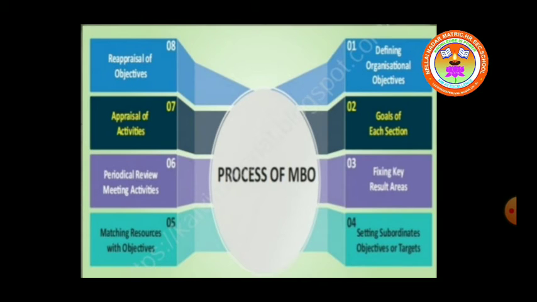Seventh, appraisal of activities. At the end of the fixed period for achieving an objective, there should be a discussion between the superior and subordinates. The superior should identify the reasons for failure of achieving objectives. The problems faced by the subordinate should be identified and steps should be taken to tackle such problems.